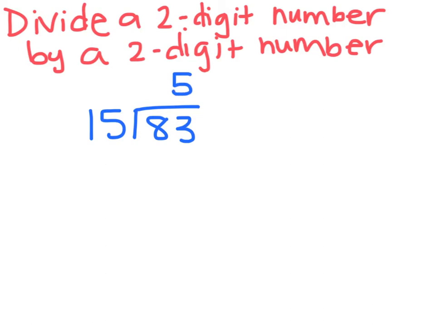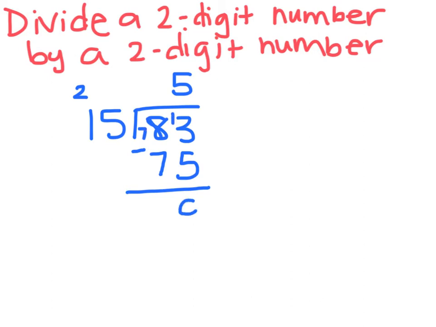5 times 5 is 25. Once again, we'll put that 5 in our ones place, and we'll carry our 2. 5 times 1 is 5, plus 2 is 7. So we'll put 7 in the tens place. And now we'll subtract to see what we have left. We cannot subtract 5 from 3. We have to borrow.